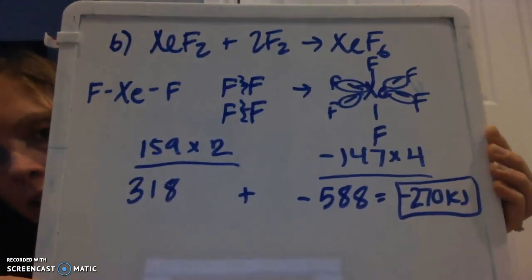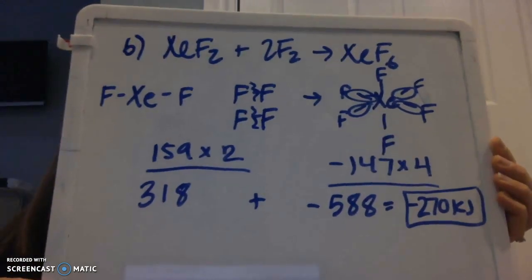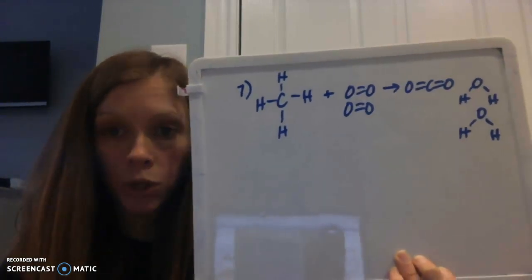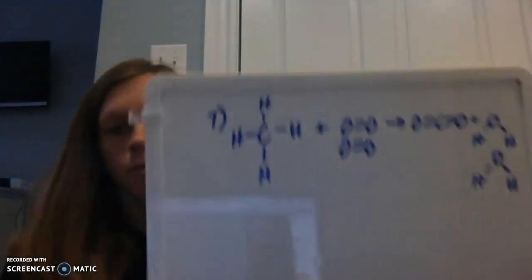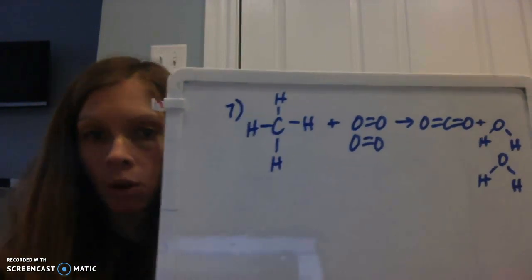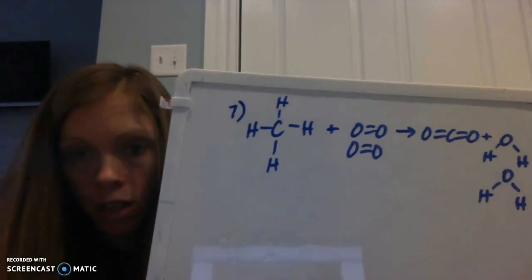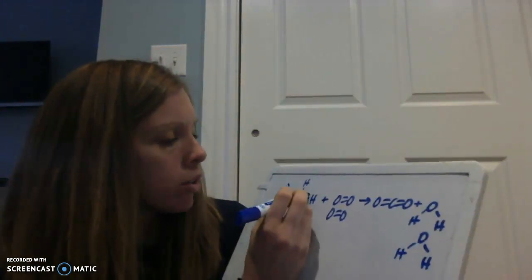Okay, you guys, so there it is. That's number 6. Let's do number 7. There is the problem. We have CH4 plus 2 O2 gives us CO2 plus H2O. So we need to figure out what bonds we break and what bonds we form. So we basically break everything. There's no more CHs and there's no more OOs. So we're going to break all of this.